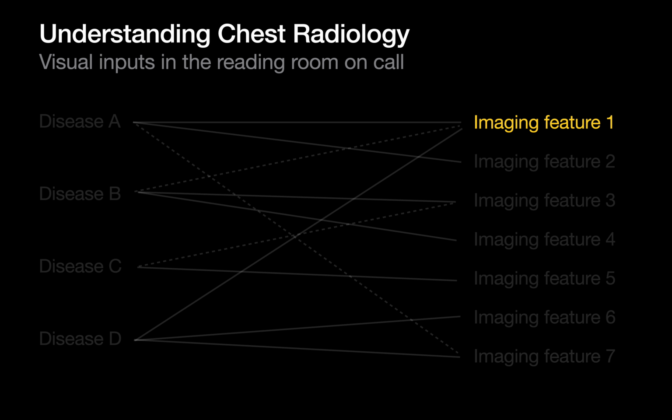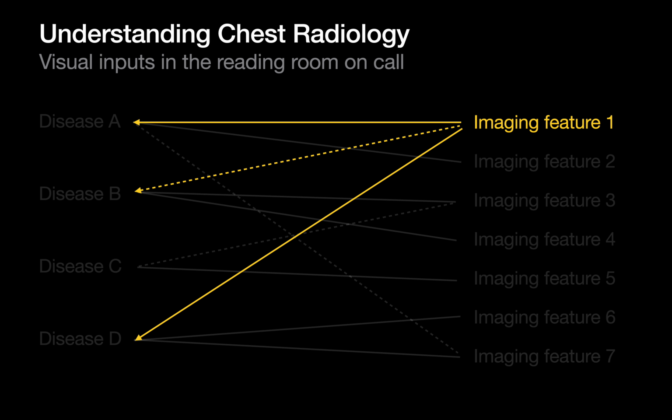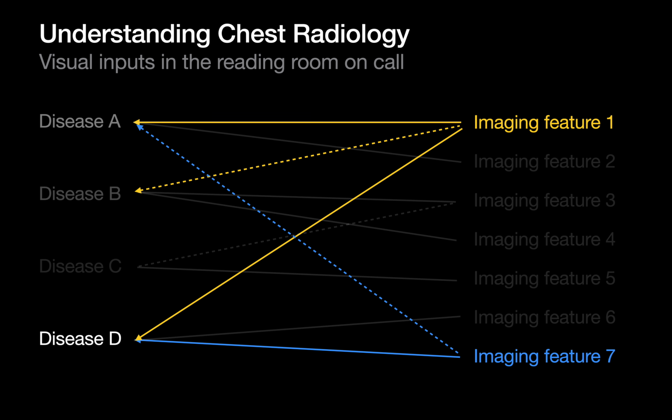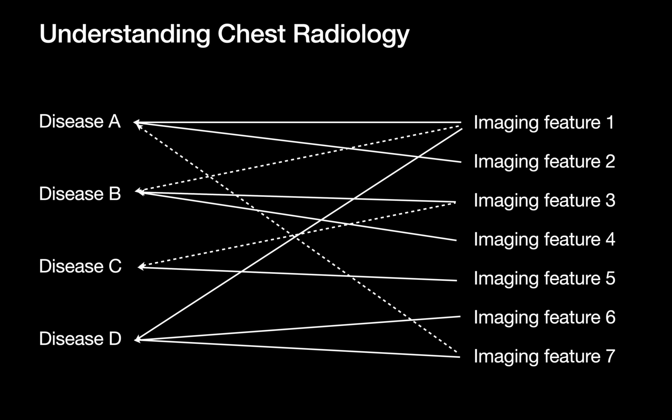Maybe you see imaging feature 1. Your job is then to ask, what diseases might do this? Then you notice imaging feature 7 on the same study. And if you believe that both imaging features are caused by one disease, now the question becomes, what diseases might do both? And suddenly that huge differential gets smaller. That's the process.